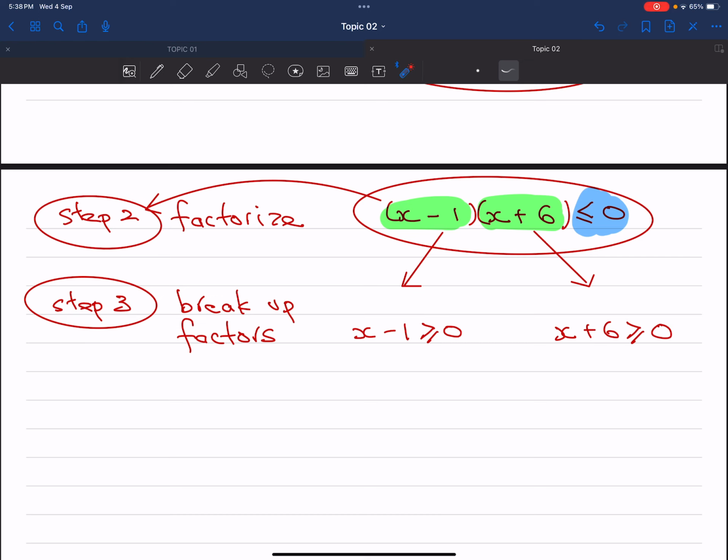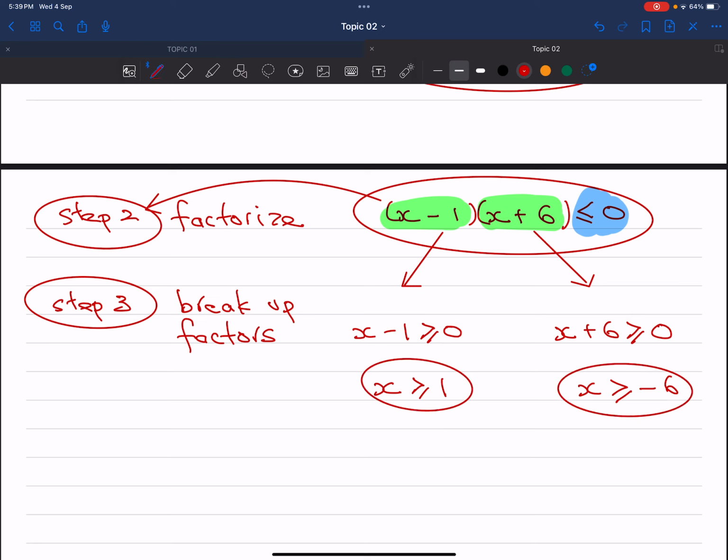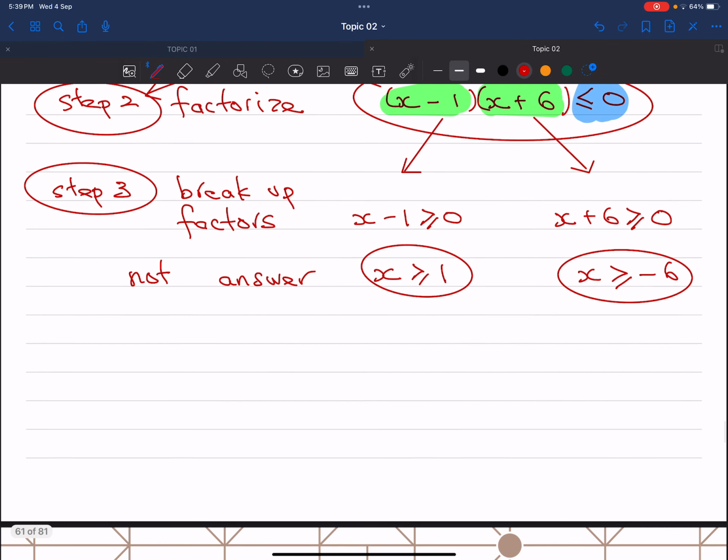And from this expression, I will find the x. So x, I take minus 1, I transfer, it will become 1. I take the plus 6, I transfer, I will get x more than or equal to negative 6. I remind you, this is not the answer. Even though the question is asking to find x, these two are not the answer.